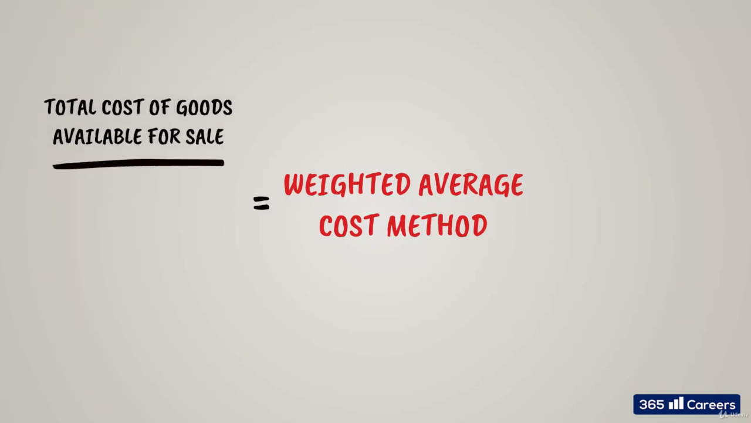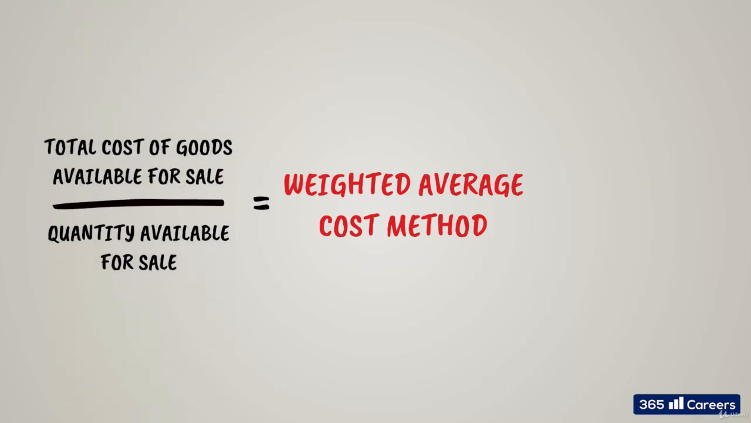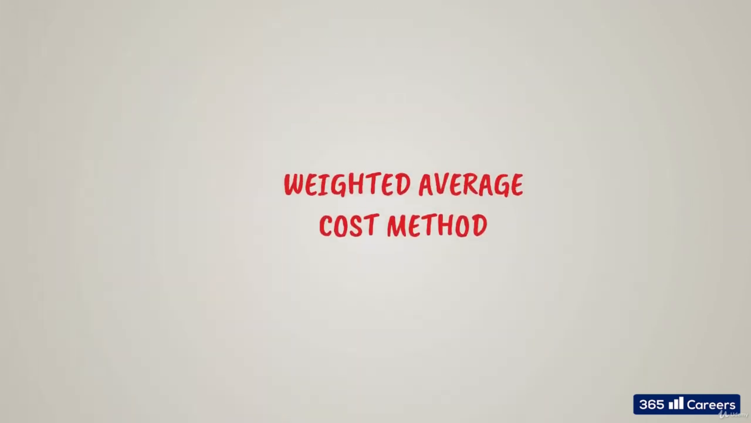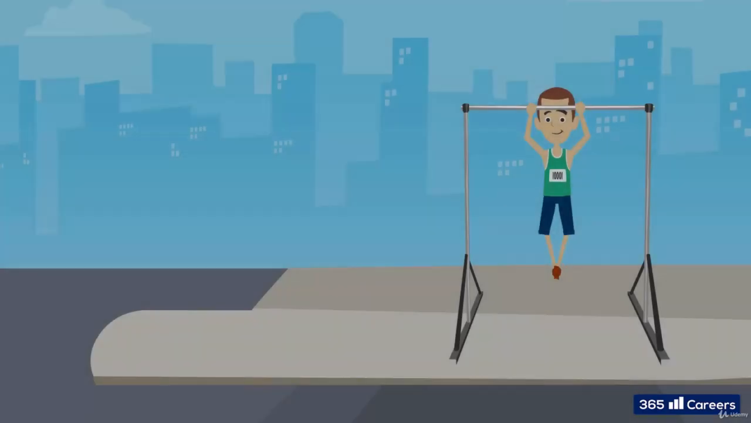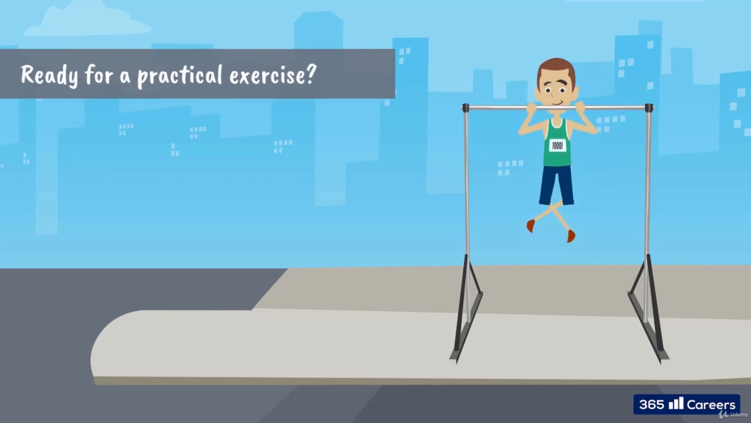Finally, companies can choose the weighted average cost method, which consists of dividing the total cost of goods available for sale by the quantity available for sale. And this gives us the unitary COGS of the product we are about to sell. The result is a value between FIFO and LIFO. Okay, very well. These are the main cost flow methods companies use.